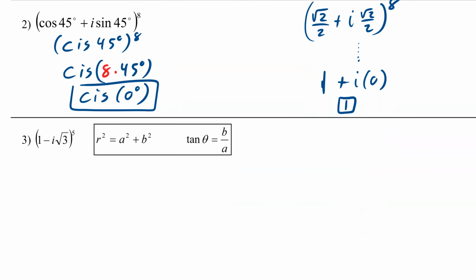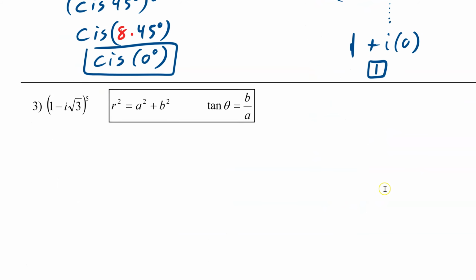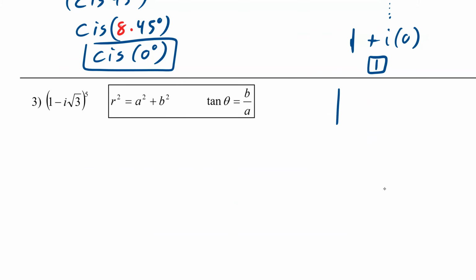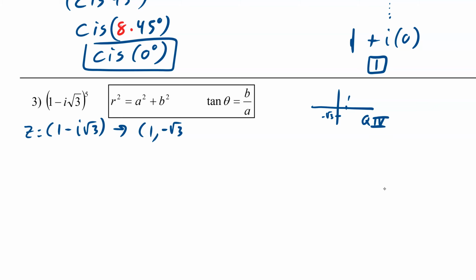All right, so here's how we can use it. So the first thing we're going to do is take our 1 minus i rad 3. So we know we are over here. This is a positive 1 and a negative rad 3. So we know we're in quadrant 4. So we need to make sure we stay there. All right, and then we rewrite it. So our z here is 1 minus i rad 3. So that would become 1 comma negative rad 3.